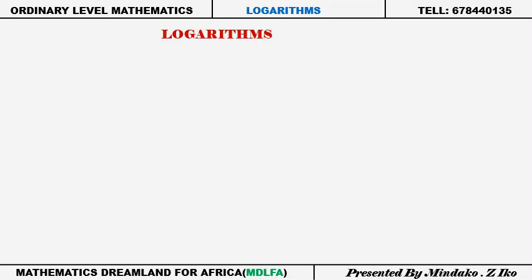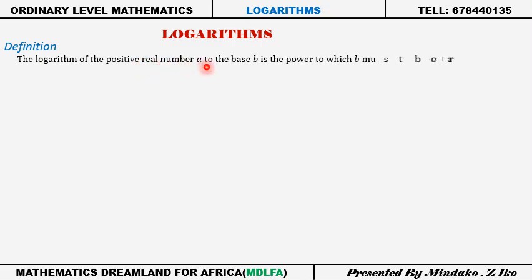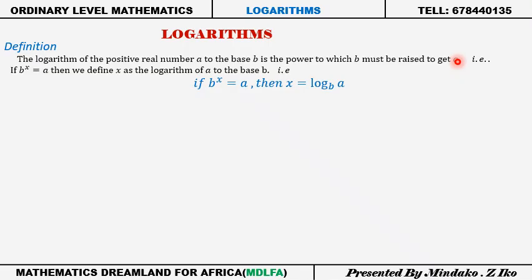All right, what is actually logarithm? Let's define logarithm. The logarithm of a positive real number a to the base b is the power to which b must be raised to get a. That is, if b power x equals a, then we define x as the logarithm of a to the base b. So if b power x equals a, then x equals log of a to the base b. This relationship is used to interconvert between exponential and logarithmic forms. So it's very important.